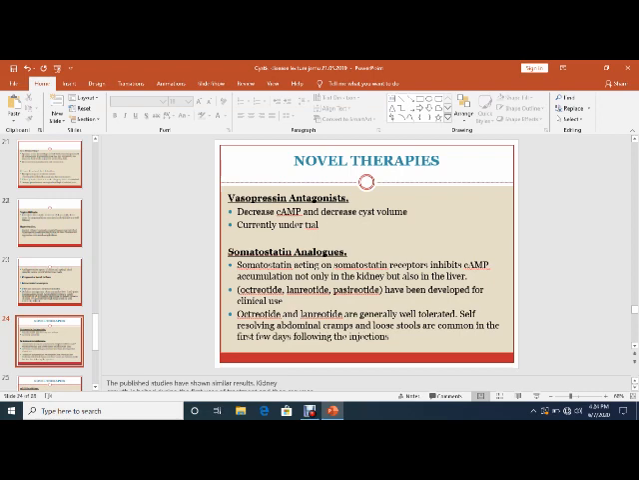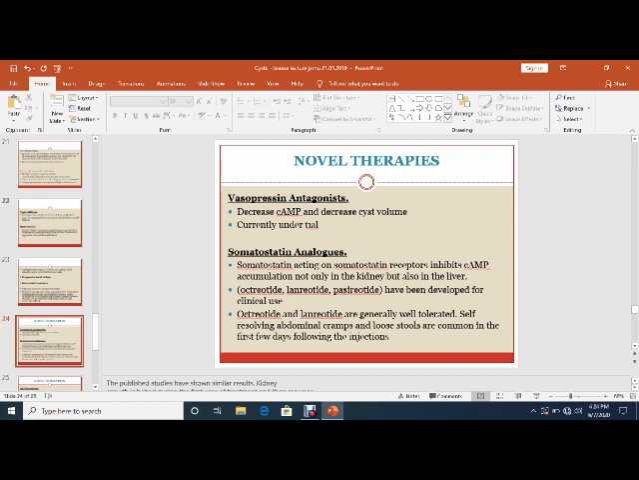So now coming to the novel therapies regarding cyst regression. These are the vasopressin antagonists. The mode of action of these vasopressin antagonists is that they decrease the cyclic AMP and decrease cyst volume. Currently under trial, but they are used with beneficial effects.